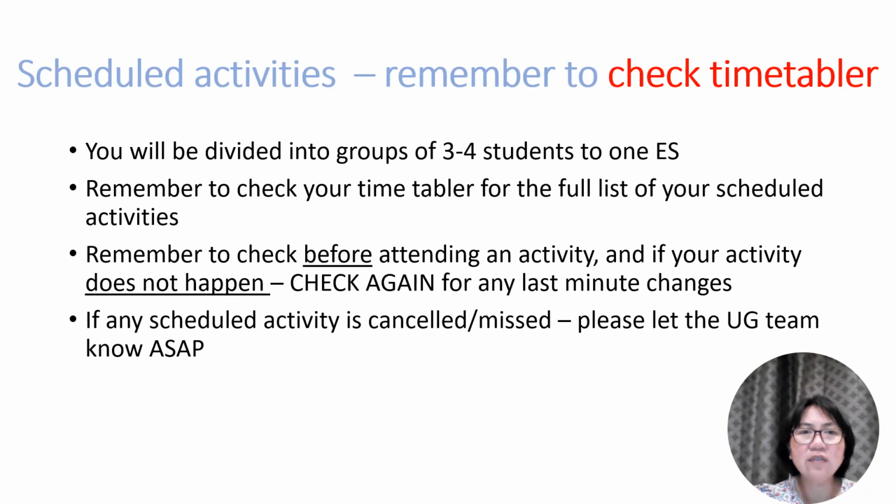For your scheduled activities, it is essential that you remember to check your timetabler. You'll be divided into groups of 3 to 4 students to 1 educational supervisor. Remember to check your timetabler for the full list of your scheduled activities. Remember to check before attending an activity, and if your activity does not happen, check again for any last-minute changes. If any scheduled activity is cancelled or missed, please let the undergraduate team know as soon as possible so it can be rescheduled at the earliest convenience.